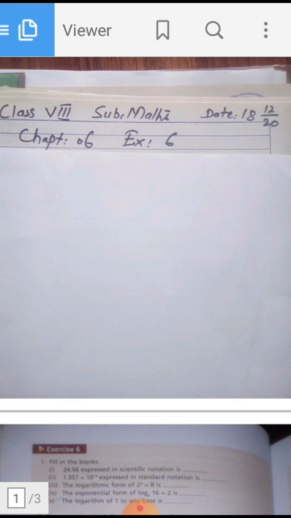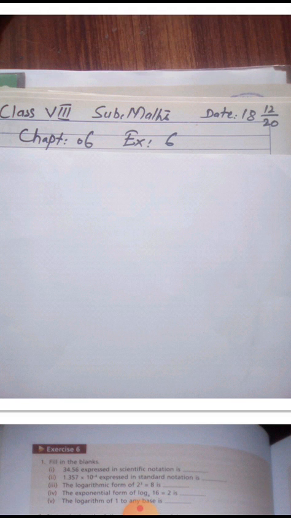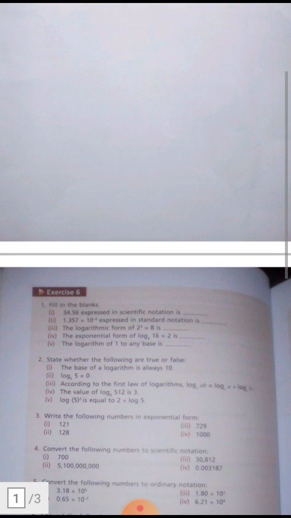And dear students, today we are going to solve exercise number 6. This is the exercise of chapter number 6, logarithms. As we have learned basic points regarding logarithms, today we are going to solve some exercise problems regarding logarithms. So here the exercise number 6 is in front of you.